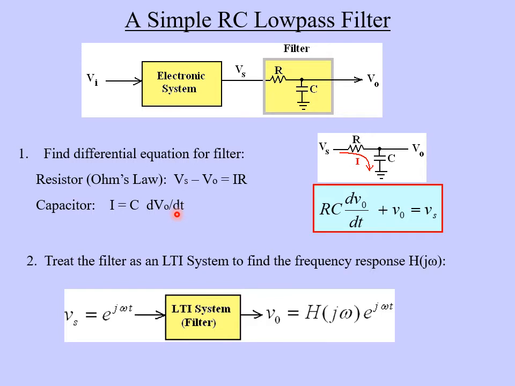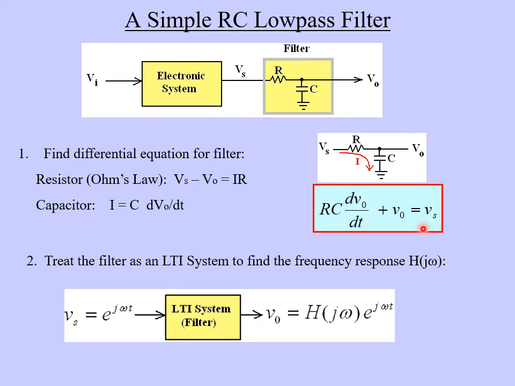All right, so what we can do is take this expression for current and substitute it into our equation up here for the resistor and rearrange, put all our output voltages on the left and our input voltage, which is Vs, on the right. And here we have our differential equation for this RC circuit. It's R times C times dV out/dt plus V out equals Vs.